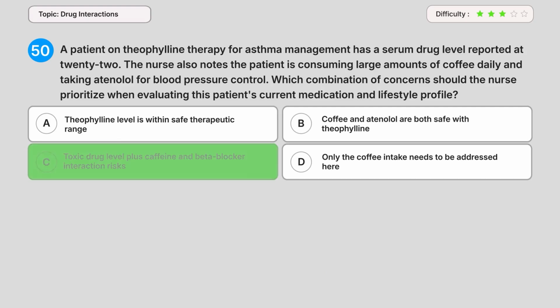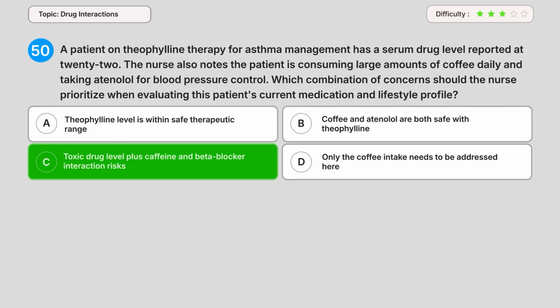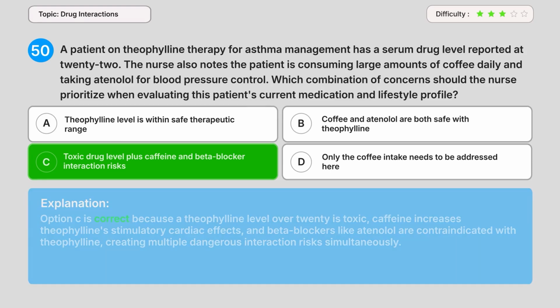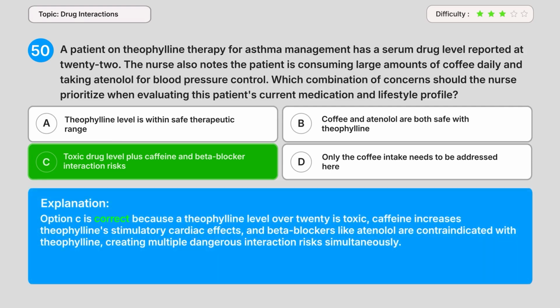Correct answer, C. Toxic drug level plus caffeine and beta blocker interaction risks. Explanation: Option C is correct because a theophylline level over 20 is toxic, caffeine increases theophylline's stimulatory cardiac effects, and beta blockers like atenolol are contraindicated with theophylline, creating multiple dangerous interaction risks simultaneously.